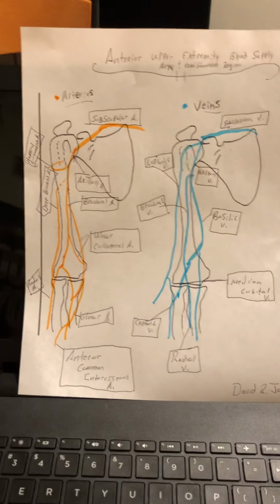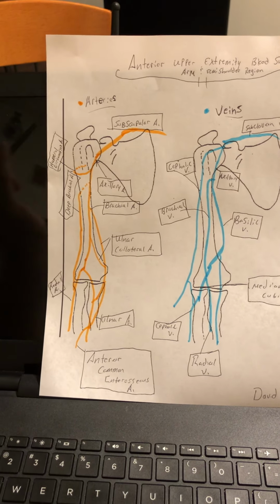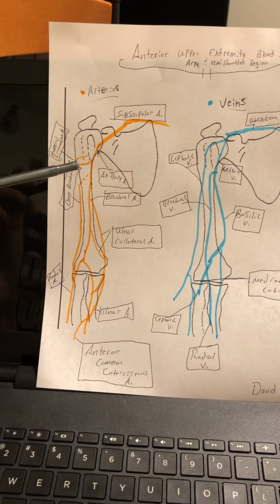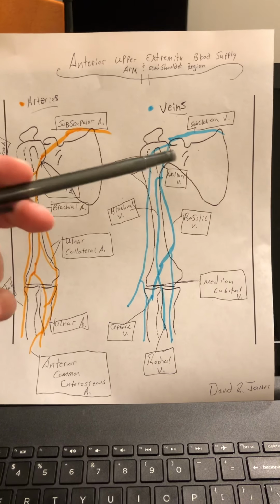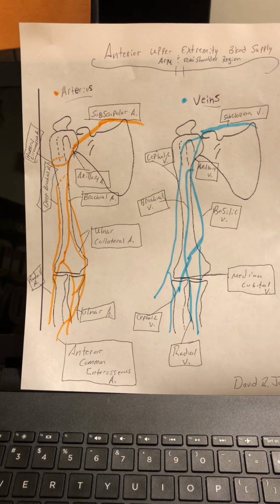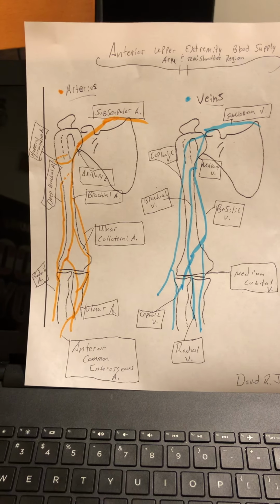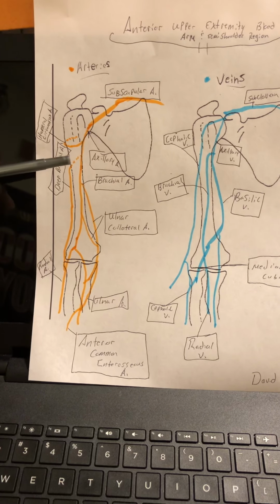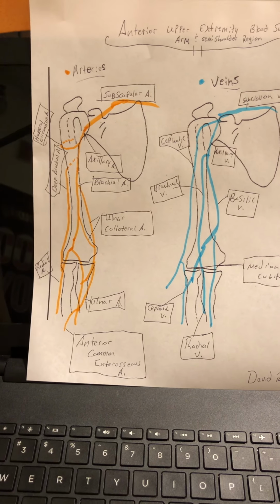So getting into it, first off, some ground rules. The arteries will be labeled, as you can see, in an orange color, and the veins in a blue color. Now, I have labeled the anterior side. There are some posterior sides. They will be noted due to a dotted line as seen here. So getting us kicked off, we'll go with the arteries.